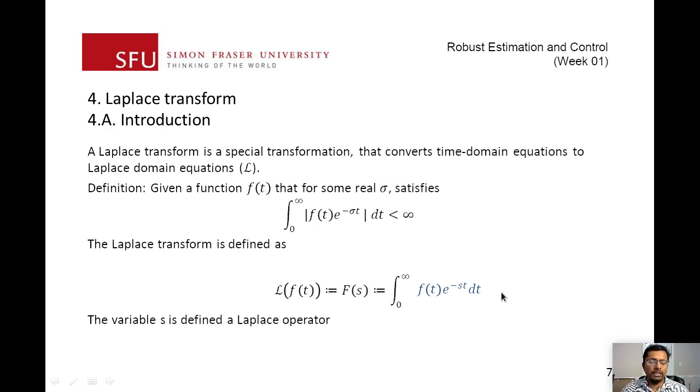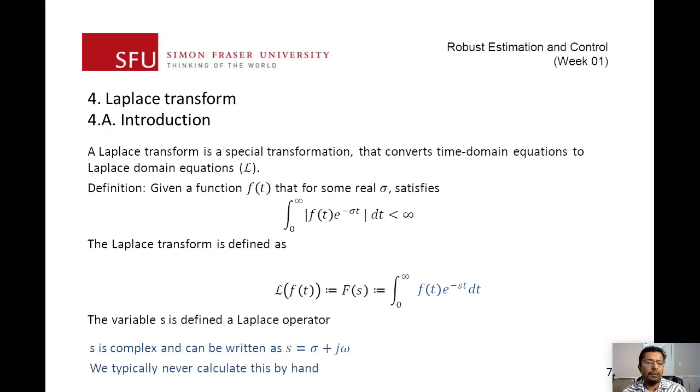Here s is defined as the Laplace operator, and s is typically a complex number written as sigma plus j omega. j is the imaginary number because we use the letter i for current in electrical and control systems, so we use the letter j. And we typically never calculate this by hand.